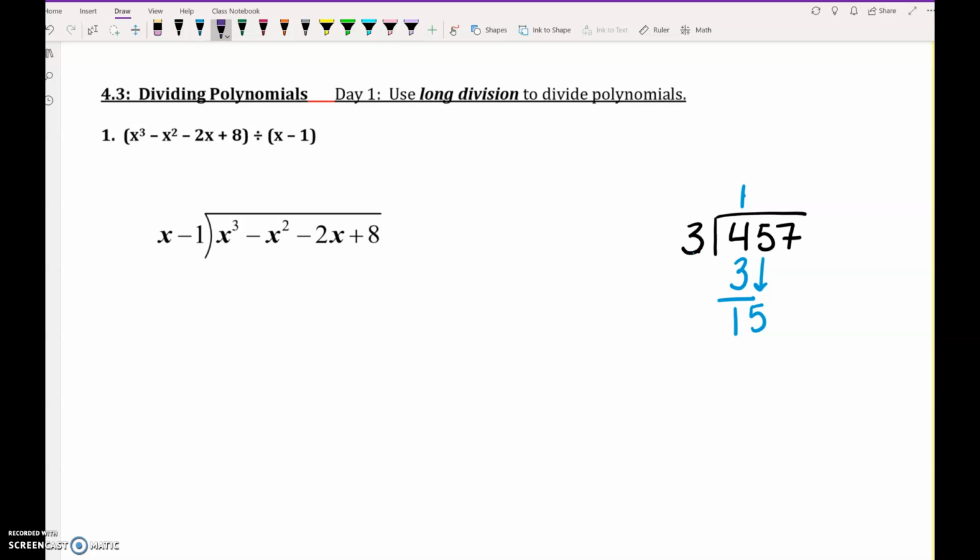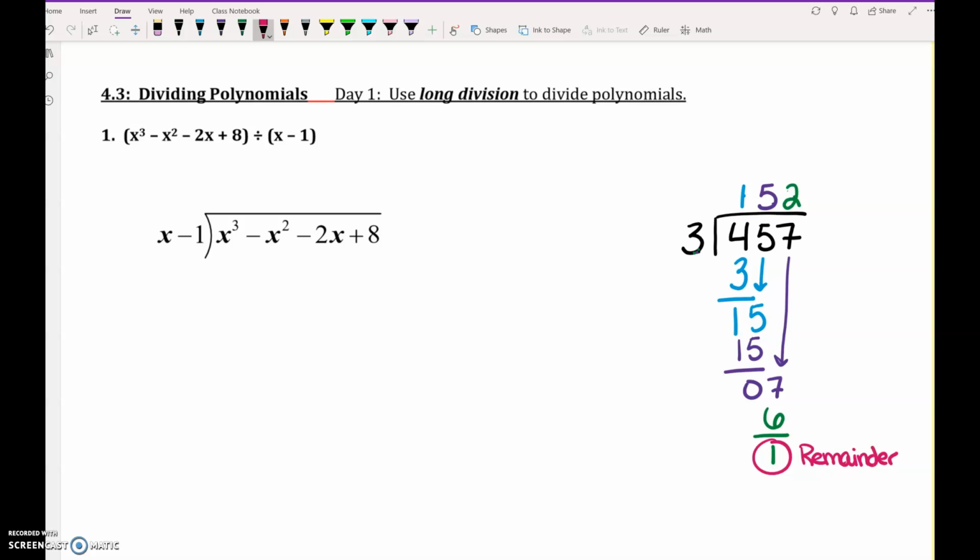How many times does 3 go into 15? 5 times. 5 times 3 is 15. Subtract and bring down the 7. This is another new cycle. How many times does 3 go into 7? 2 times. 2 times 3 is 6. What is that 1? This is a remainder. In elementary school, we wrote like 152 R1.